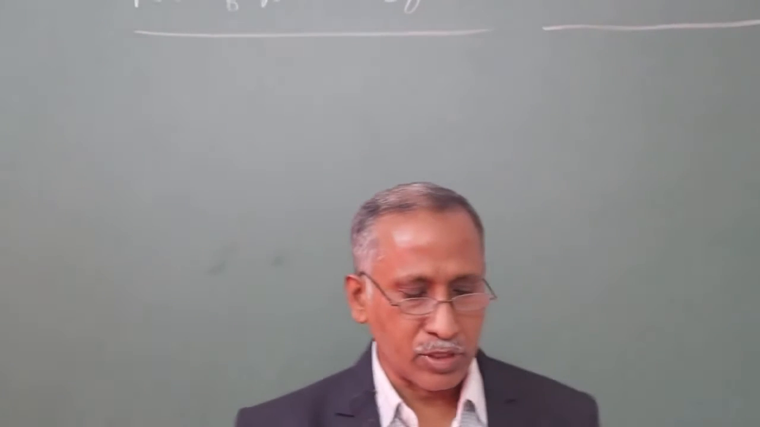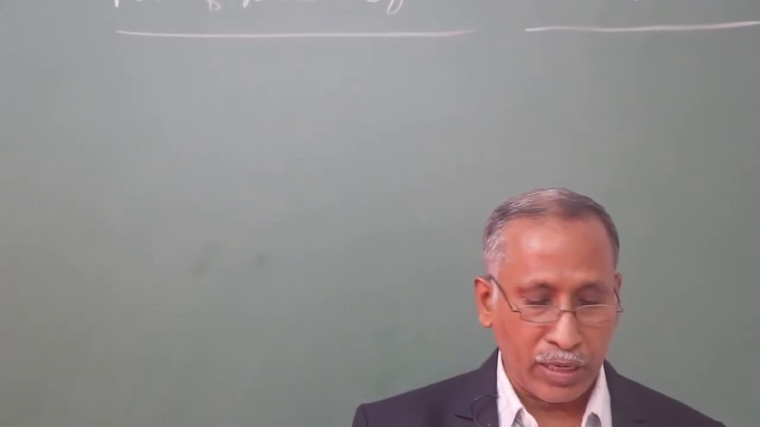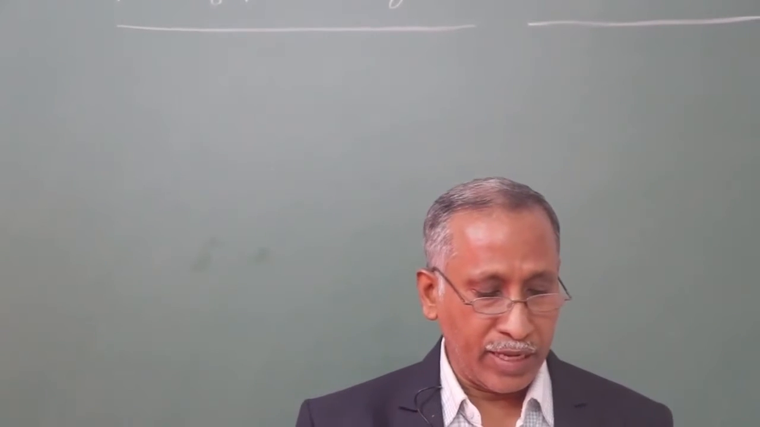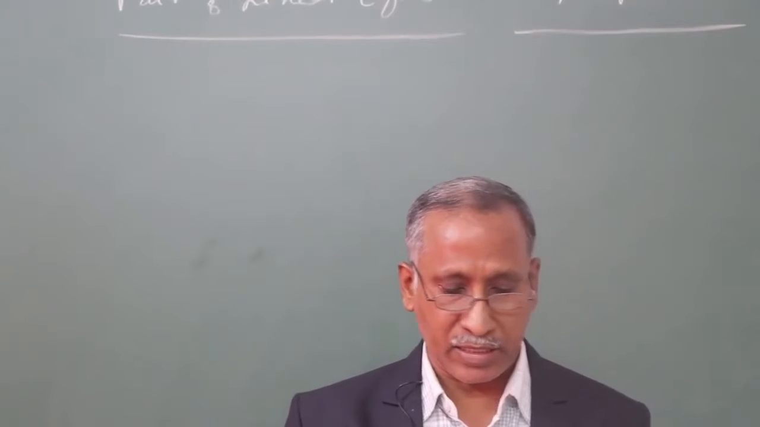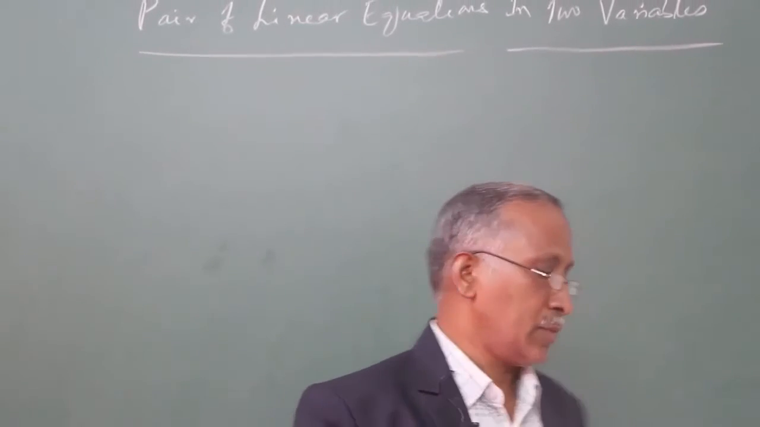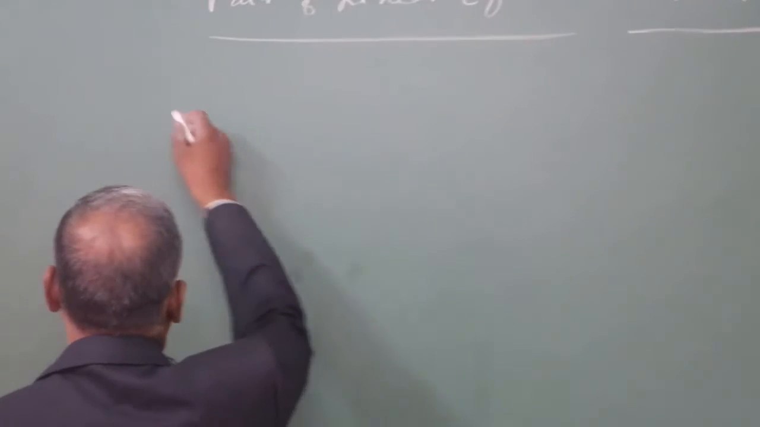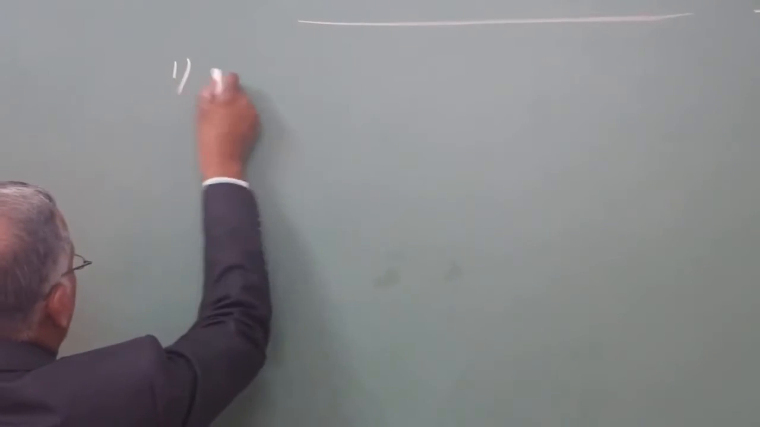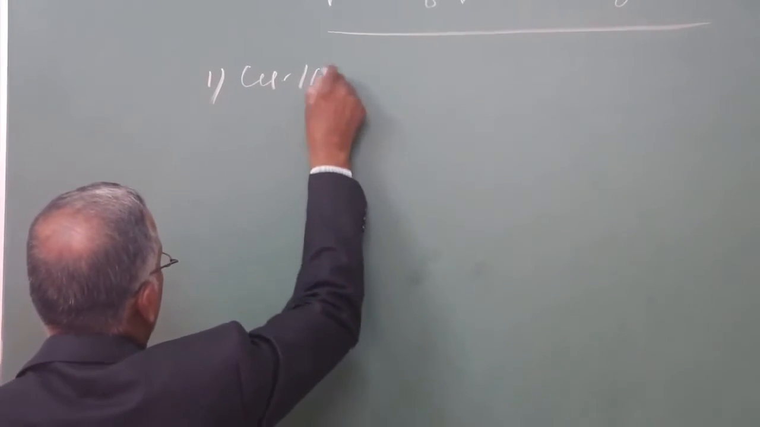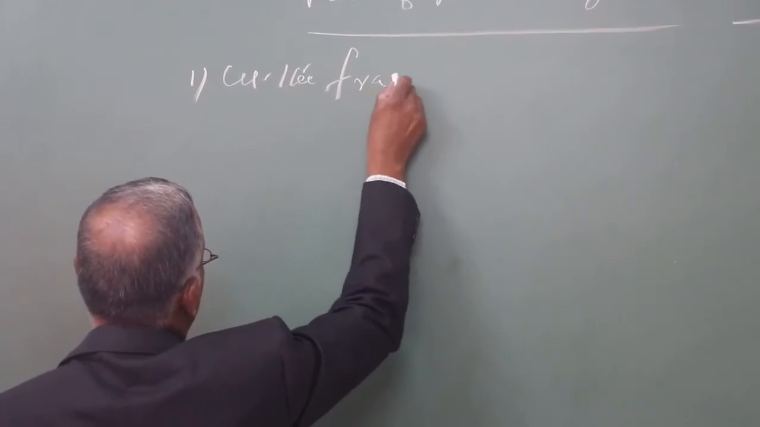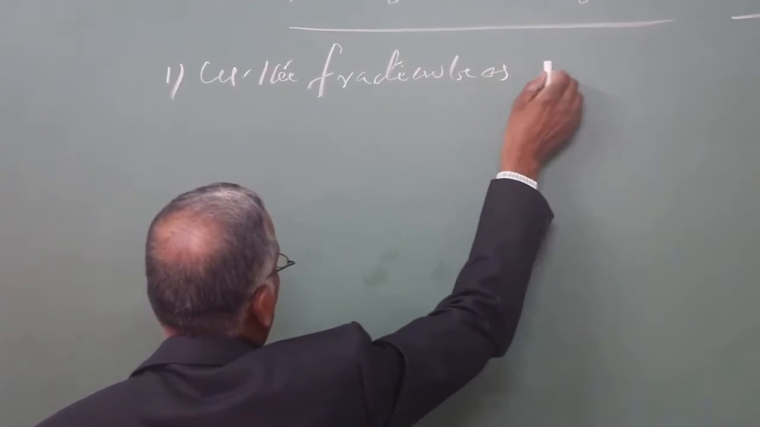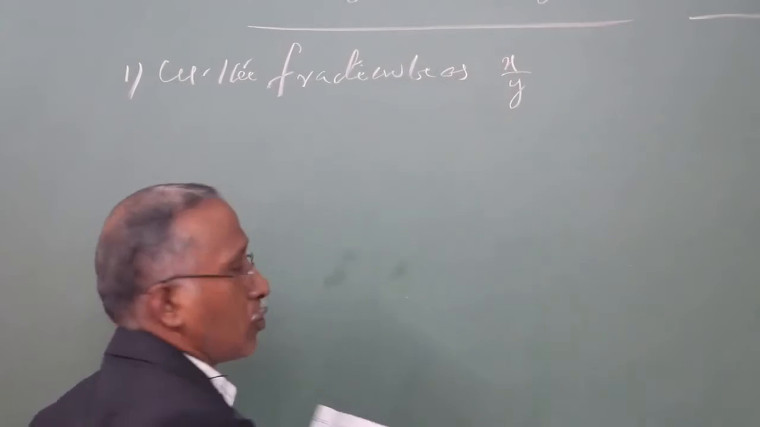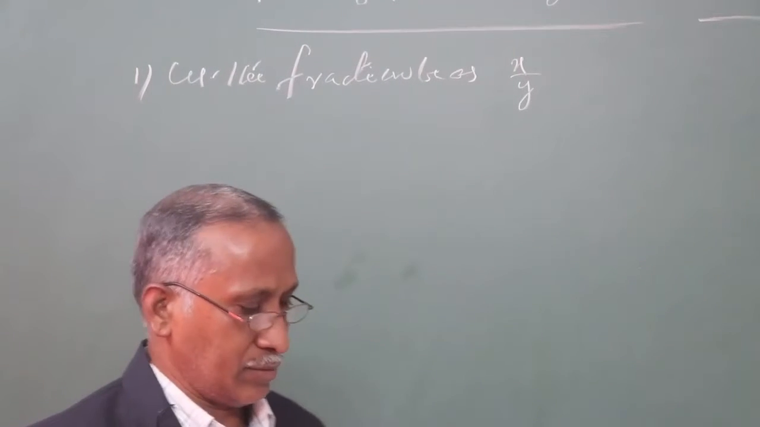A fraction becomes 9 by 11 if 2 is added to both the numerator and the denominator. If 3 is added to both the numerator and the denominator, it becomes 5 by 6. Find the fraction. Let the fraction be x by y. We do not know it; at the end we have to find out the fraction.